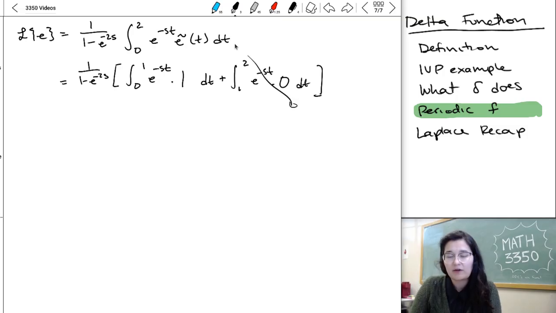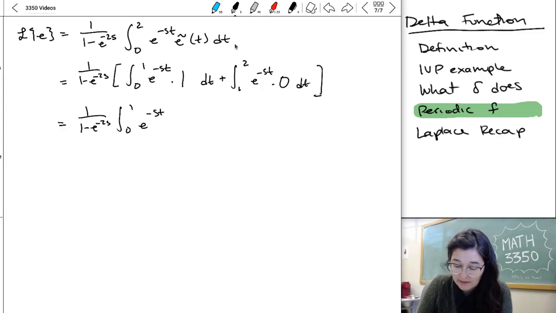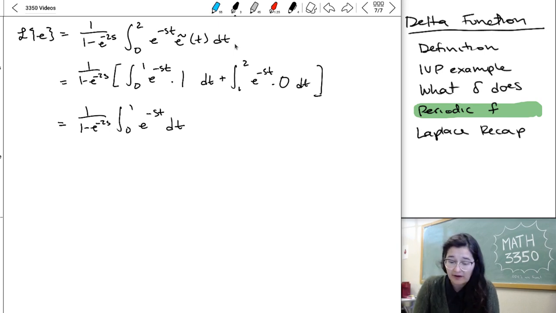And so the second integral that we wrote down actually just goes away because it's 0. And so we're going to have 1 over 1 minus e to minus 2s, the integral from 0 to 1 of e to minus st times 1, which we can stop writing, dt. So now we have, I think, a really simple integral that we just have to evaluate. 1 over 1 minus e to minus 2s.